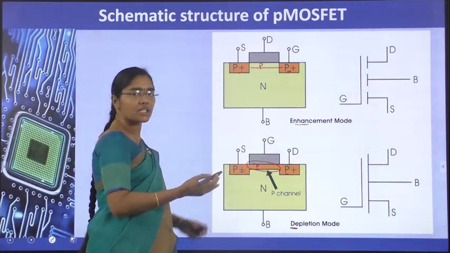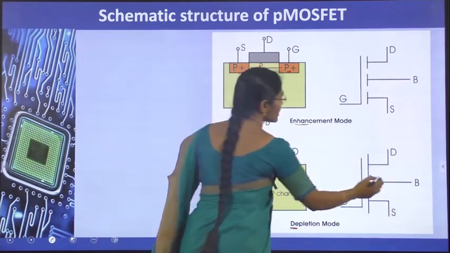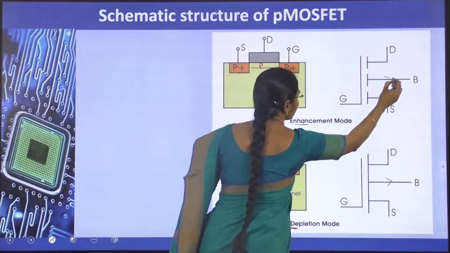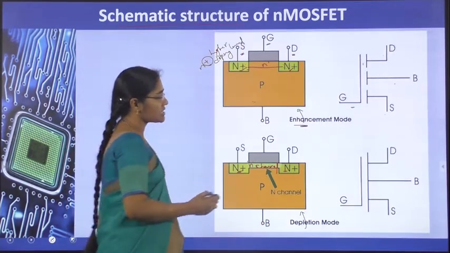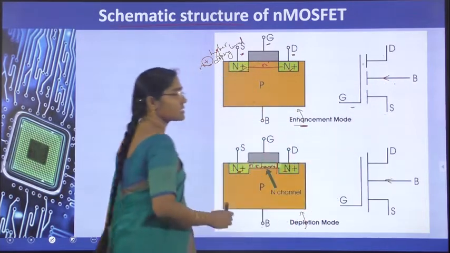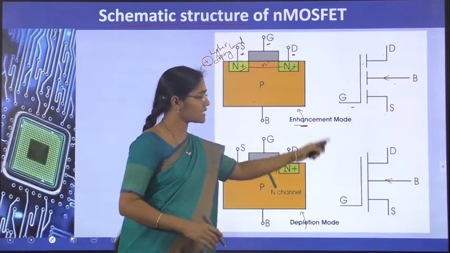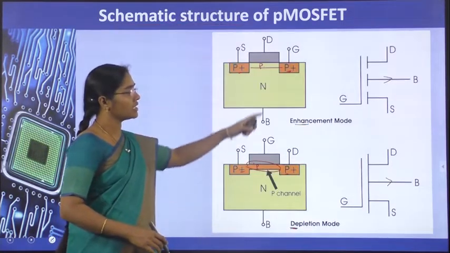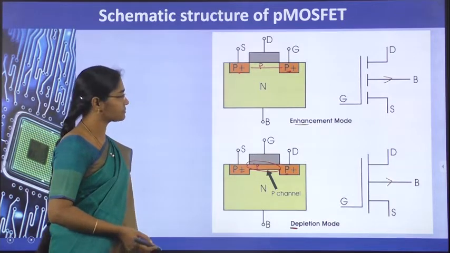And here the arrow mark defines whether it is a PMOS or NMOS. The arrow mark for the PMOS is outward from the bulk. This is the symbol, and in the NMOS the arrow is inward. So now it is exactly correct: NMOS enhancement and depletion, and PMOS enhancement and depletion symbols.